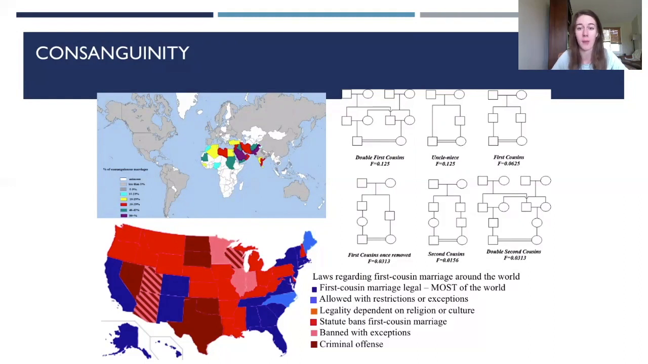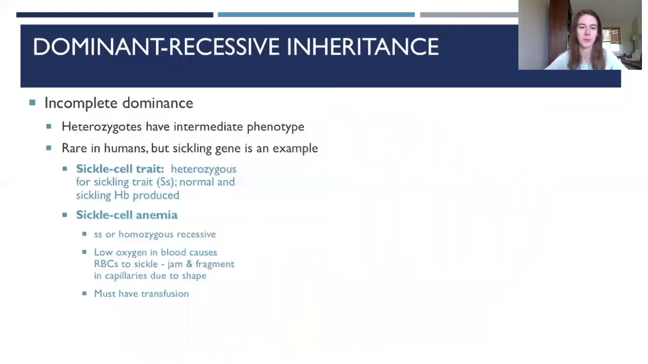It's very common in other places of the world, which contributes to why certain diseases are common in certain places of the world. In the United States, generally, it is not allowed, or at least very frowned upon, but there are still some states that allow first cousin marriages, and that's even more common throughout the rest of the world. But genetically speaking, not something that you want to do.